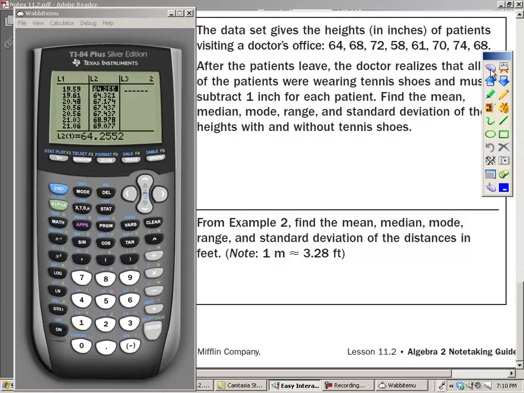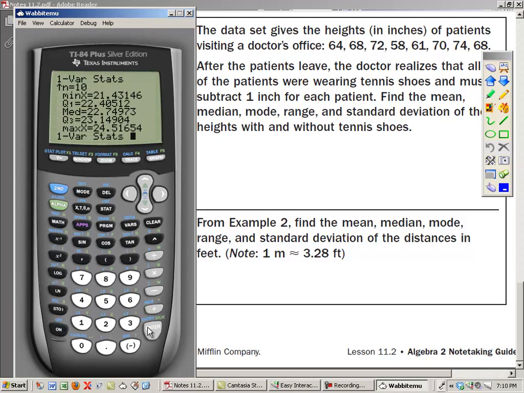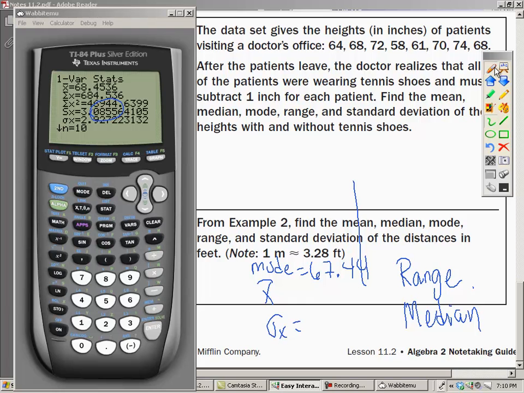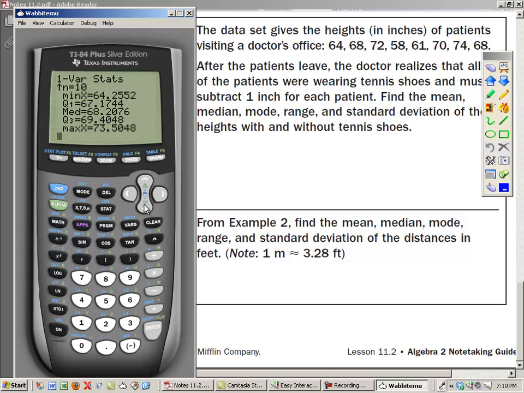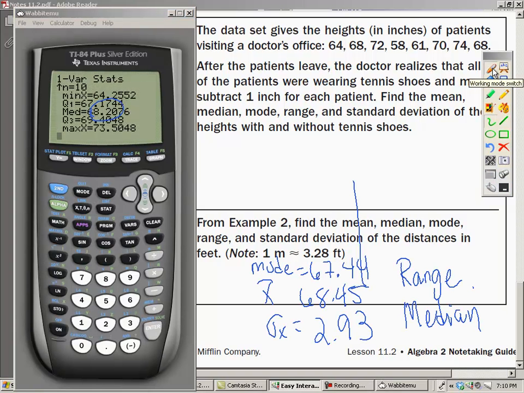So let's go ahead and do our 1 variable statistics, stat, calculate 1 variable stats on list number 2. And so list number 2 tells us that my new mean is 68.45. My new standard deviation is 2.93. All right, going back over here, let's scroll down below. It tells us that our median is 68.2. And my range becomes 73.5 minus 64.2. That comes out to something in the neighborhood of 9.25. All right?